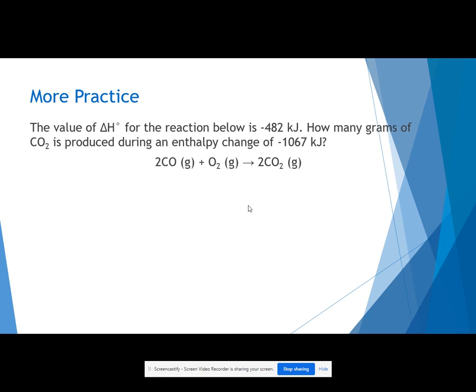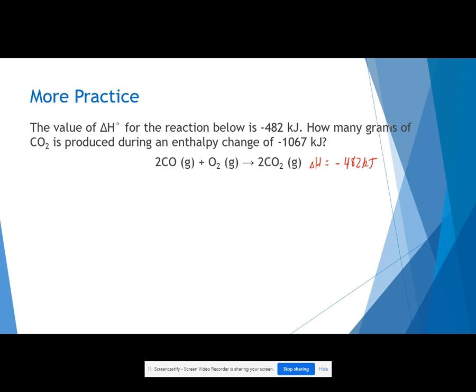And that brings us to our last example. What if we aren't given grams? What do we do? So here I have a practice problem. The value of delta H for the reaction below is negative 482 kilojoules. So delta H equals negative 482 kilojoules. This number is associated with the reaction.